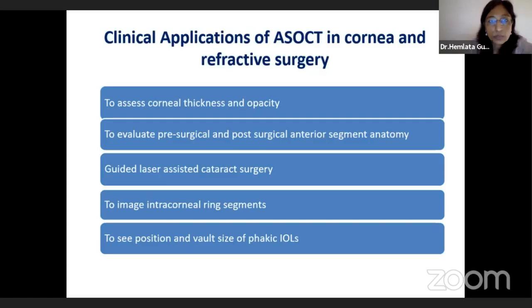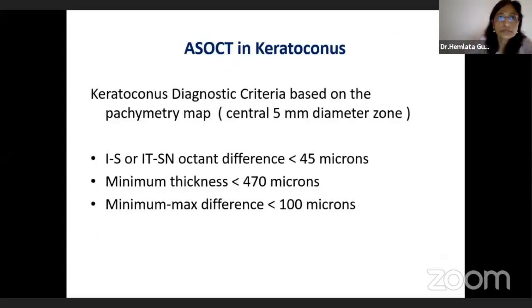Coming to the clinical applications of ASOCT, we can use it to assess corneal thickness and opacity, and to evaluate the pre-surgical and post-surgical anterior segment anatomy. It is used in guided laser-assisted cataract surgery, to image intracorneal ring segments, and to see the position and vault size of phakic IOLs. There are many more indications I'll be showing in clinical cases.